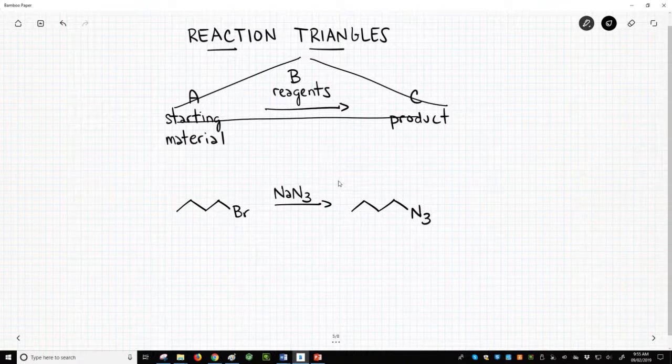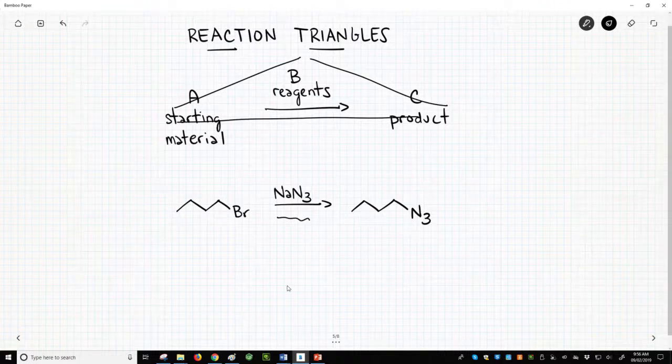On the bottom of the slide is a real reaction. 1-bromobutane, our starting material, A, reacts with sodium azide, a reagent, B, to give 1-azidobutane, our product, C. This reaction also forms sodium bromide, but we'll ignore that as a side product. We won't even show it. We can turn this one reaction into three questions.